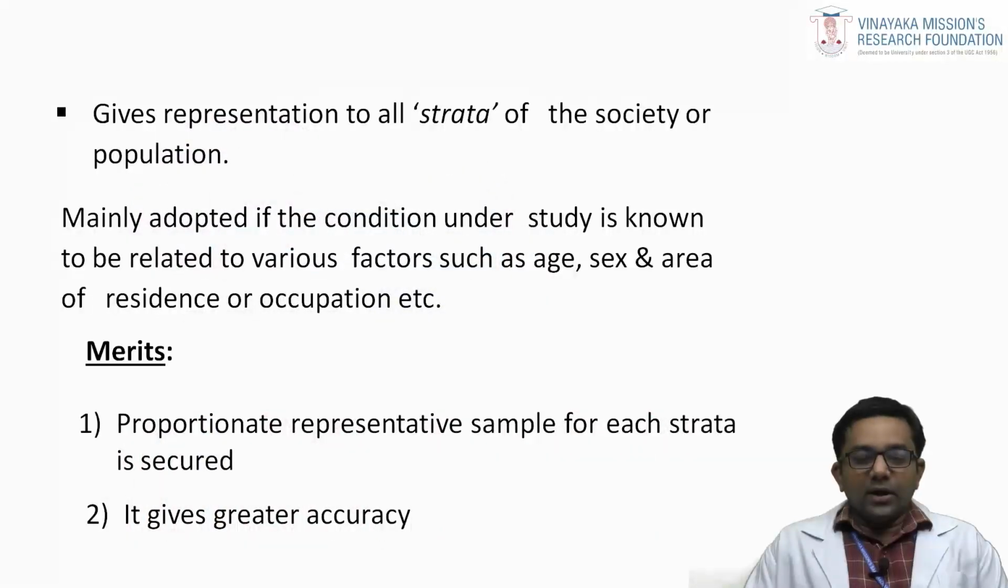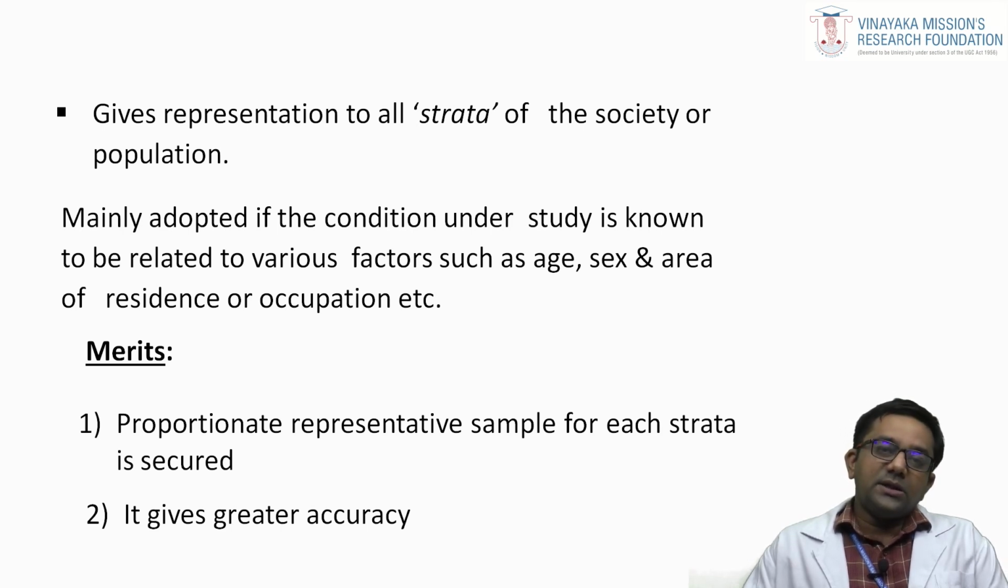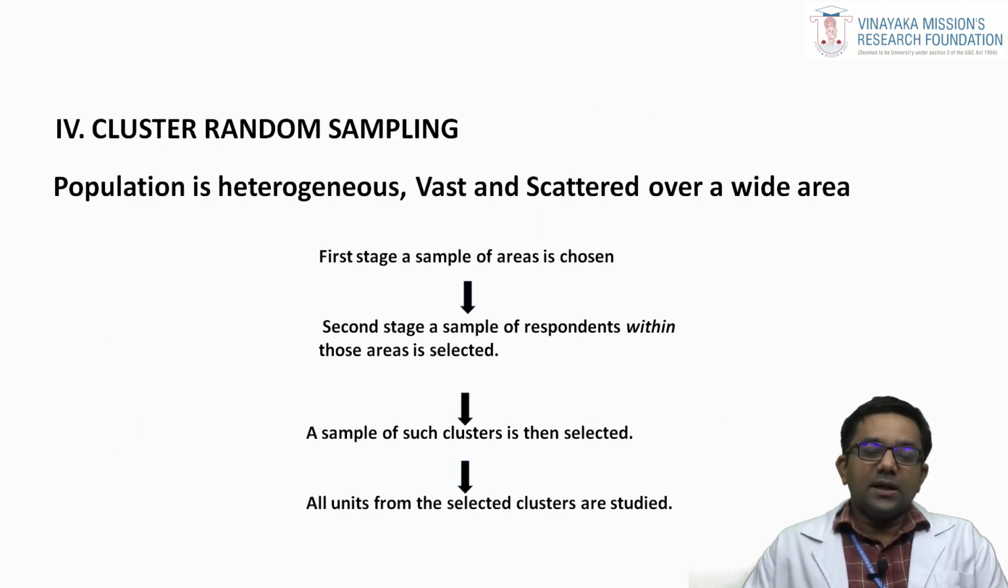It is mainly adopted if the condition under study is known to vary due to factors like age, gender, area of residence or occupation. The merit of this is that a proportional representative sample for each stratum is secured. It gives greater accuracy for your study. That is why you select stratified random sampling when the sample is not homogeneous. Next is cluster random sampling.